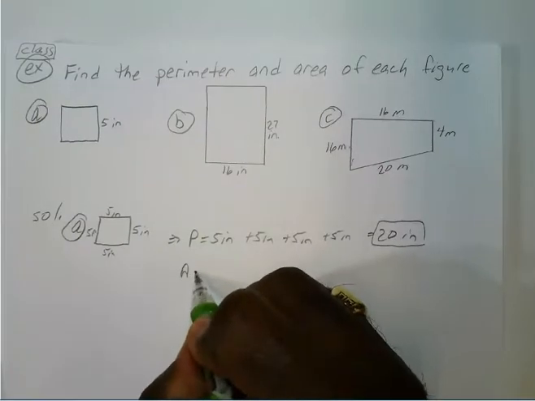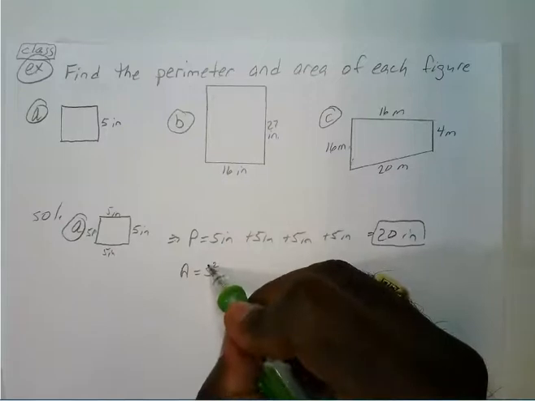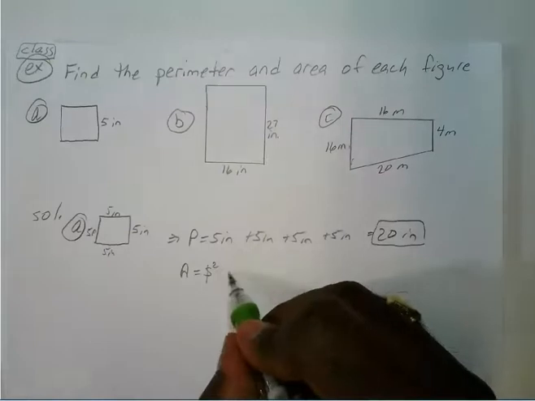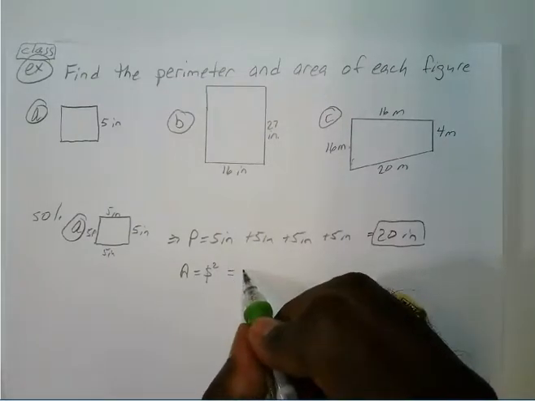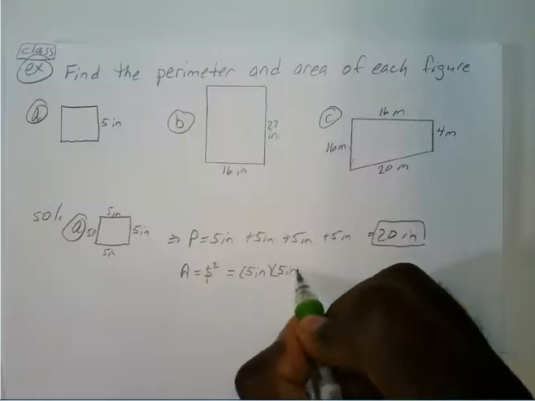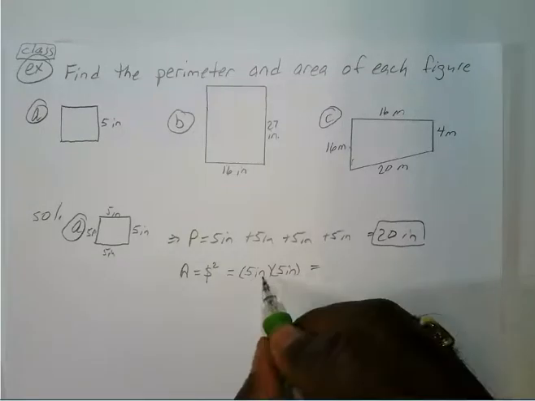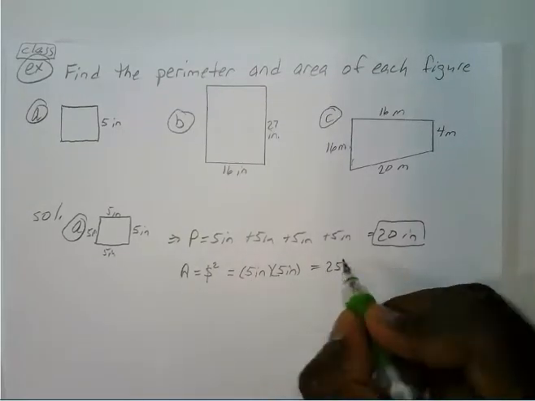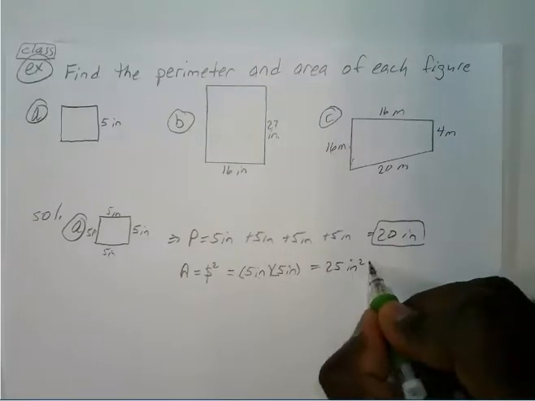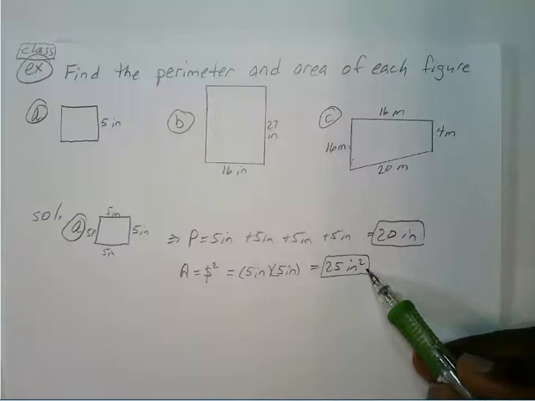Now your area is equal to the length of your sides squared. And I'll draw a little line through the S so it won't look like a 5. Okay, so that's going to equal 5 inches times 5 inches, because 5 inches squared is just 5 inches times 5 inches. Okay, so 5 times 5 is 25, and inches times inches is square inches. Okay, so we have the perimeter and we have the area.